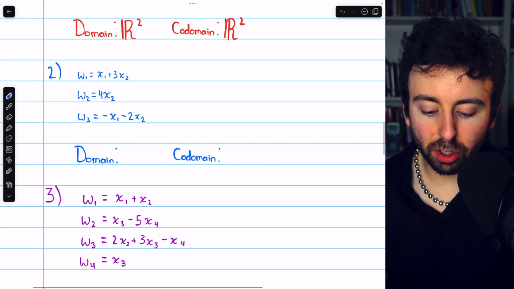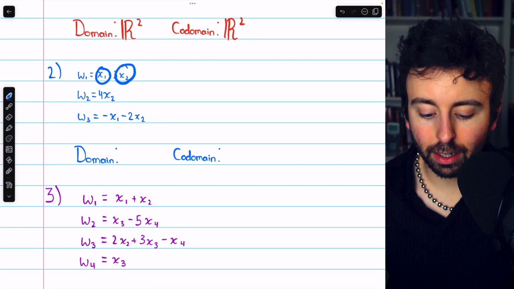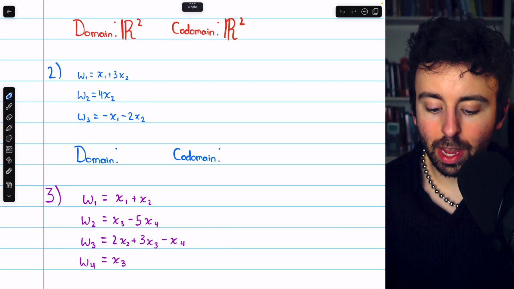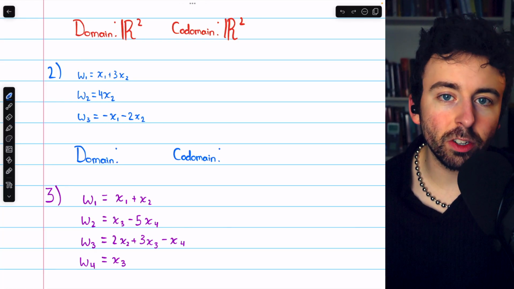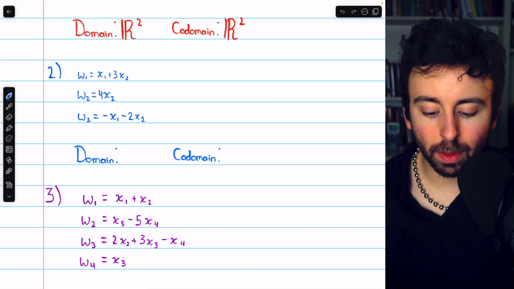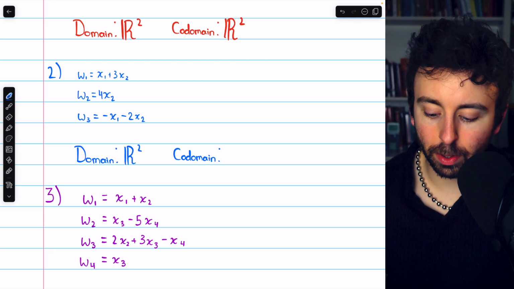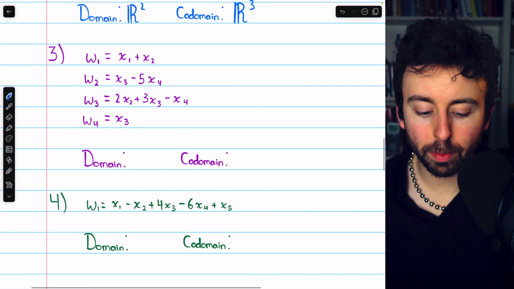Moving on to problem 2, you can immediately see that we have 2 input variables, x1 and x2, x2 here, x1 and x2 here, but we have 3 equations. 1 equation describing how to obtain each component of the output vector. So the domain is R squared. We have 2 input variables. The codomain is R cubed. We have 3 output variables.